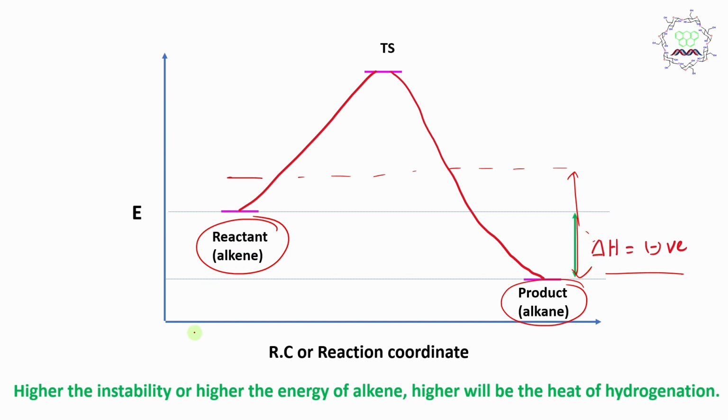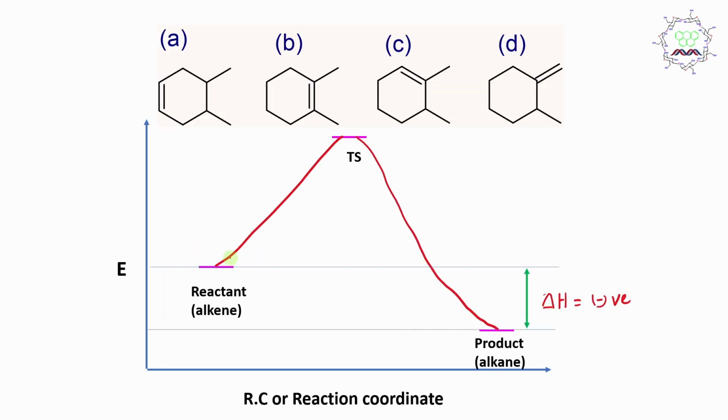Now if you think my alkene is more stable here, then obviously in that case the heat of hydrogenation value must be lesser. So the concept is that the higher the instability of the alkene, the higher will be the energy release, means the higher will be the value of heat of hydrogenation. Now let's look at the options. So if you look at which alkene is maximum stable, which is minimum.